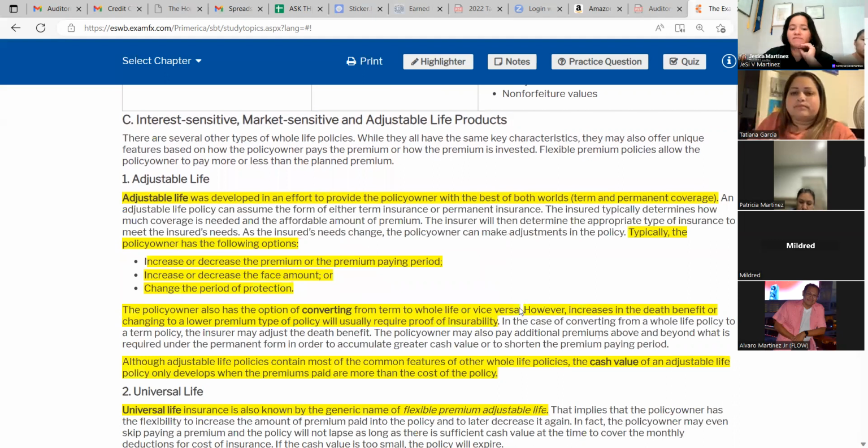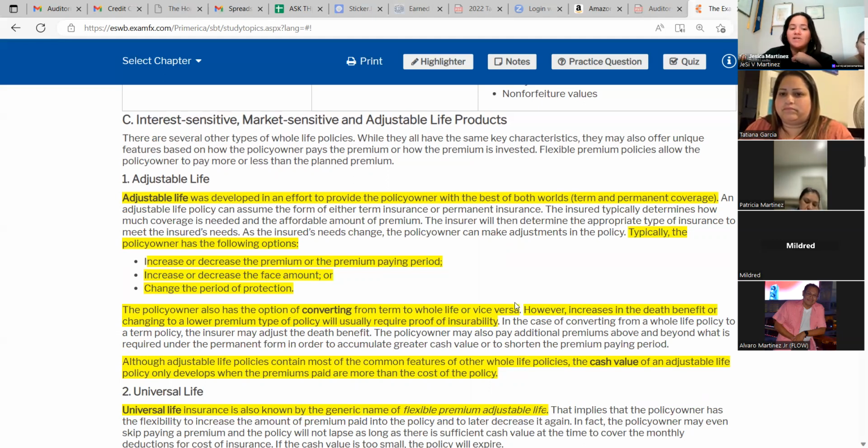So adjustable life was developed in an effort to provide the policy owner with the best of both worlds, term and permanent coverage. An adjustable life policy can assume the form of either term insurance or permanent insurance. The insured typically determines how much coverage is needed and the affordable amount of premium. The insurer will then determine the appropriate type of insurance to meet the insured's needs. As the insured's needs change, the policy owner can make adjustments to the policy.